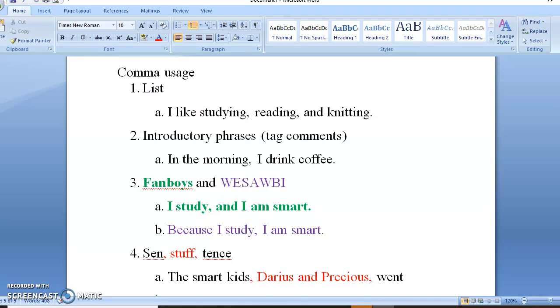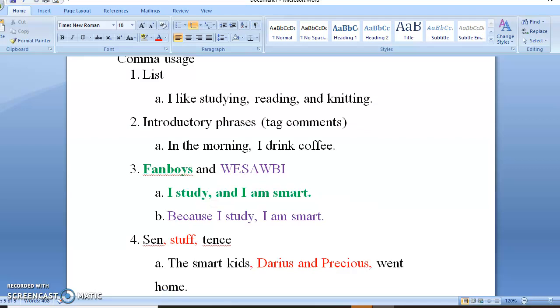The smart kids, Darius and Precious, went home. We can remove Darius and Precious and we would have the smart kids went home.